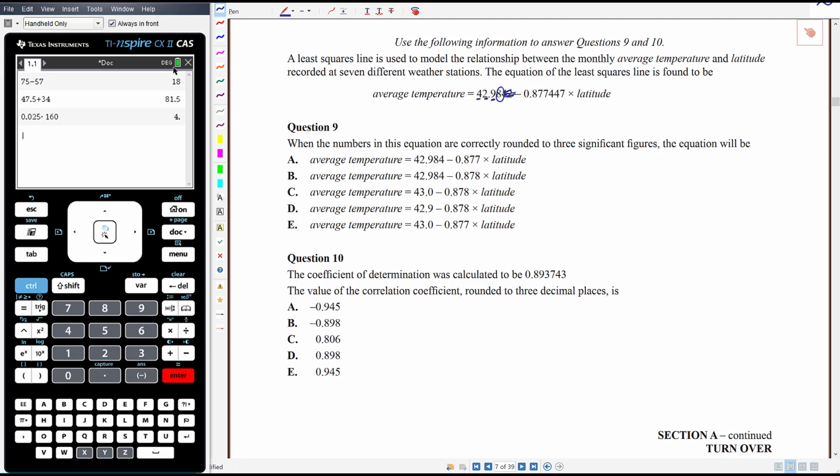So the 8 tells us we should round up, which means this 9 will round up to 0, and therefore the 2 will round up to a 3. So this will be 43.0, correct to 3 significant figures. So therefore we're straight away down to just C or E.